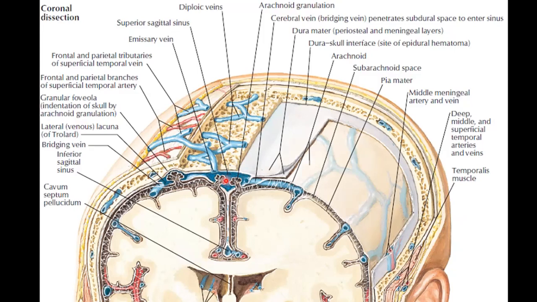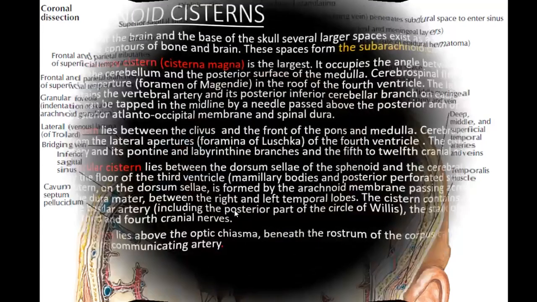Okay, and you can see this arachnoid villi granulation can indent the skull to form the granular foveola. Okay, the granular foveola, an indentation of the skull by the arachnoid granulation. Okay, and you can see the filamentous appearance. Okay, that is why it has a spider-like appearance, hence the name arachnoid mater.